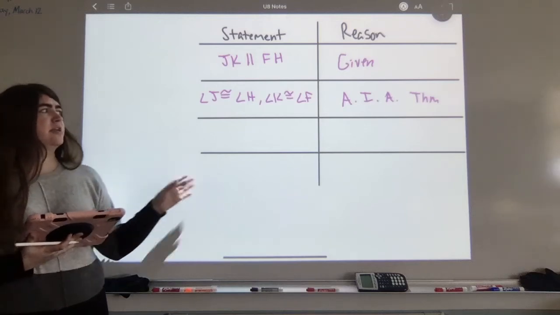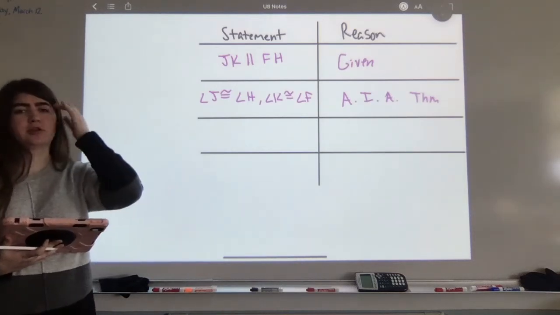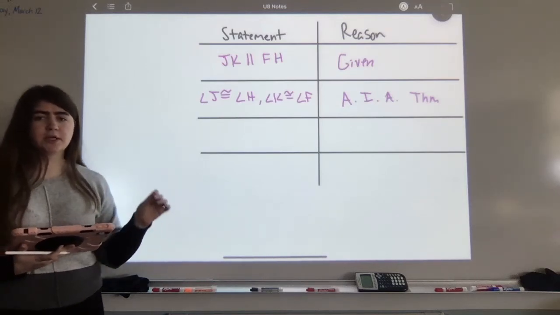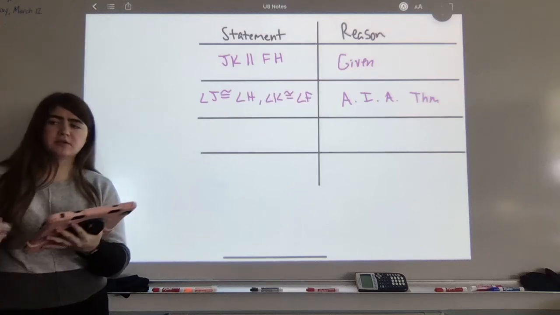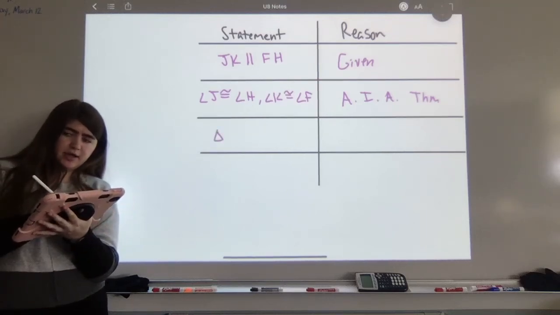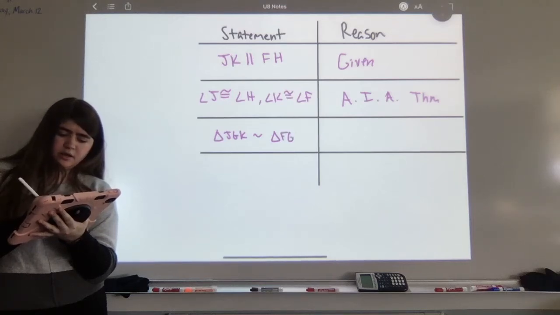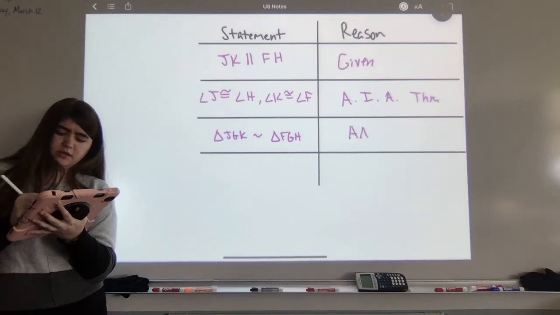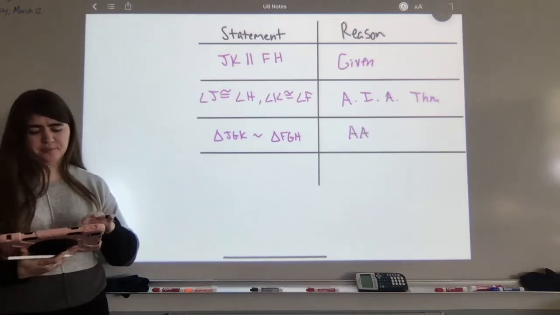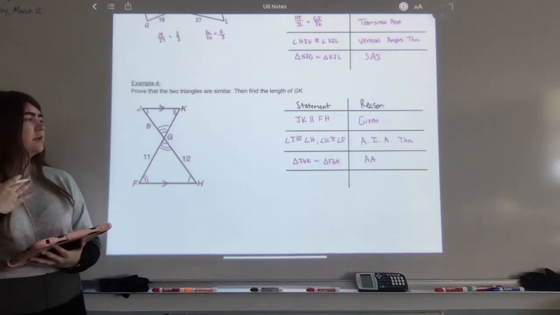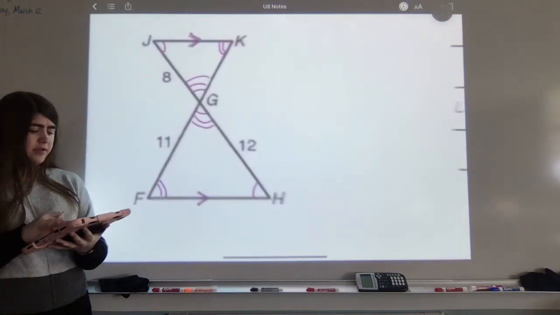All right. Since I've shown that I have two sets of congruent corresponding angles in these triangles, then I can say that triangle JGK is similar to triangle FGH by the angle-angle triangle similarity theorem. Since these triangles are in fact similar, then I can solve for that missing side length of GK.